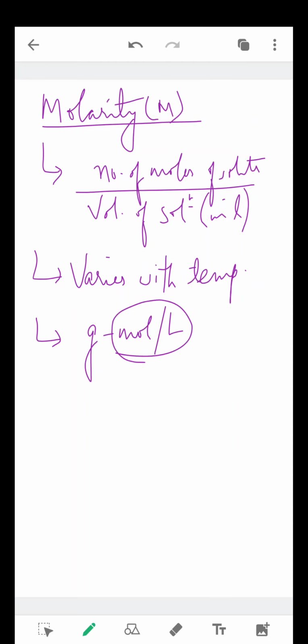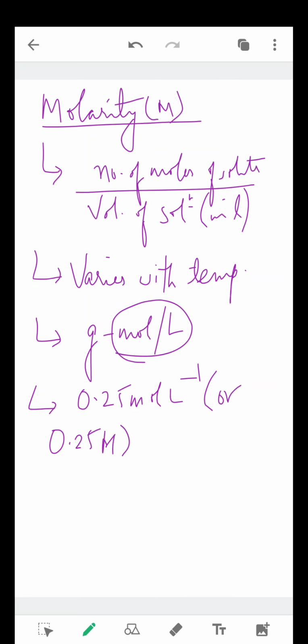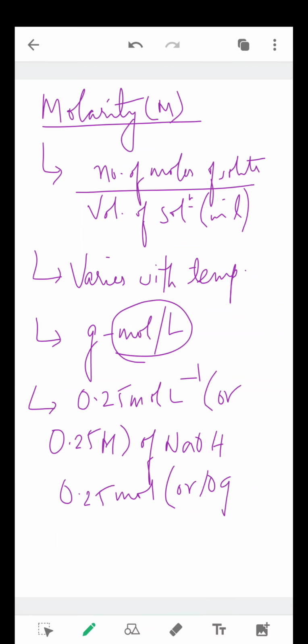Now if we give an example, a 0.25 mole per liter or 0.25 molar solution of NaOH means that 0.25 moles, or you can say 10 gram, of NaOH has been dissolved in 1 liter of solution. Okay, so this was all about molarity.